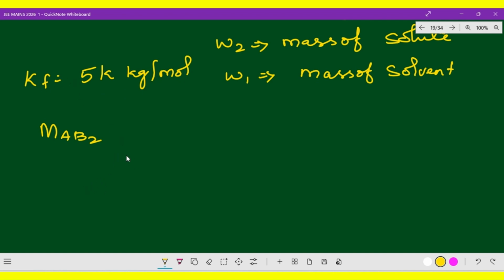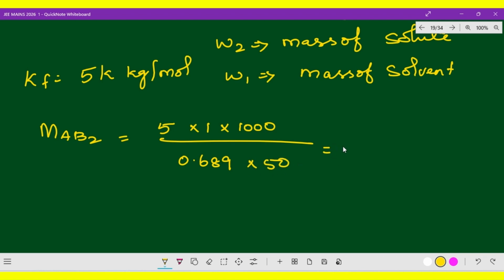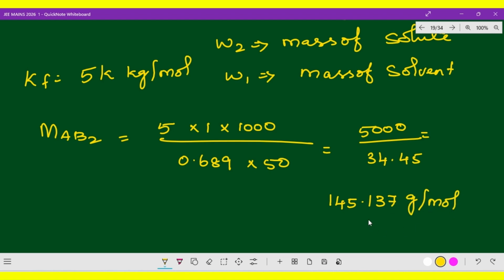Okay, now here for AB2: 5 into 1 into 1000 divided by 0.689 into 50, where the solvent is 50. So how much is it? Here 5000 divided by, when you multiply this, 34.45. So you will be getting around 145.137 gram per mole. See this one, the unit is very important, because it's a molar mass, so naturally gram per mole.